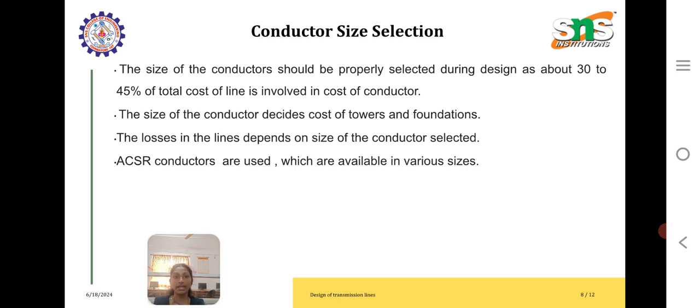The size of the conductor decides the cost of towers and foundations. So first one is conductor value, and next one is cost of tower and foundations, which have the next highest value. The losses in the line depend on the size of the conductor. Then ACSR conductors are used, which are available in various sizes. So this type of conductor we have seen yesterday in our video.